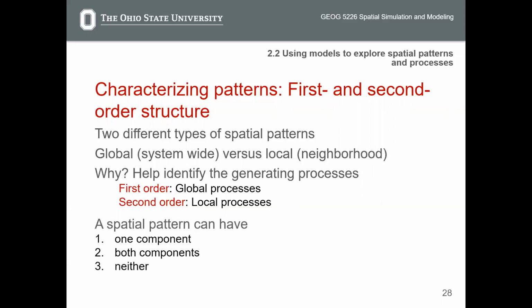Okay, so a spatial pattern can be very complex. First order and second order structures, you can also consider them as null models. An actual spatial pattern can have one component, which means that it could be first order or second order, or there could be both of them in one pattern, or there is a very special situation that there is neither first order nor second order. So spatial patterns can be more complex than simply first or second order.